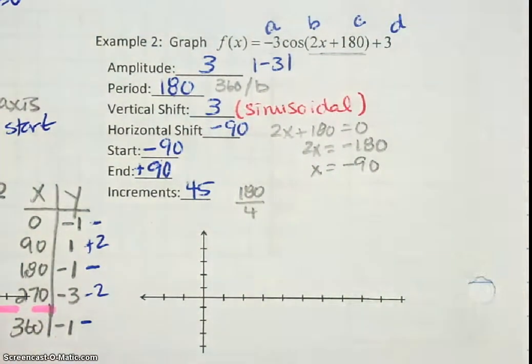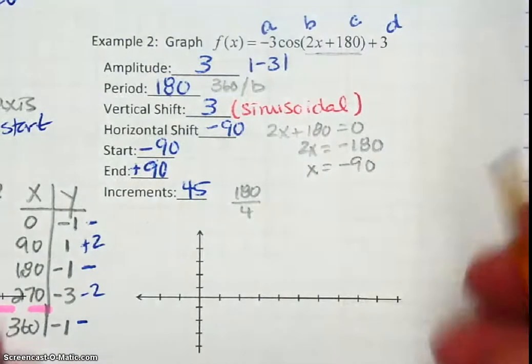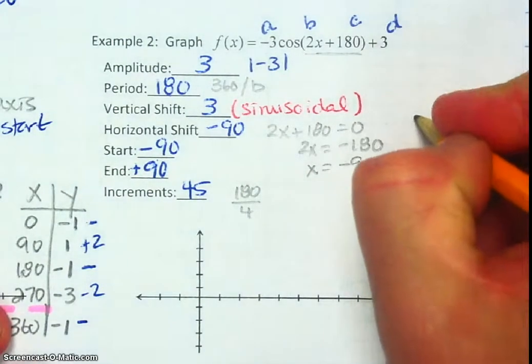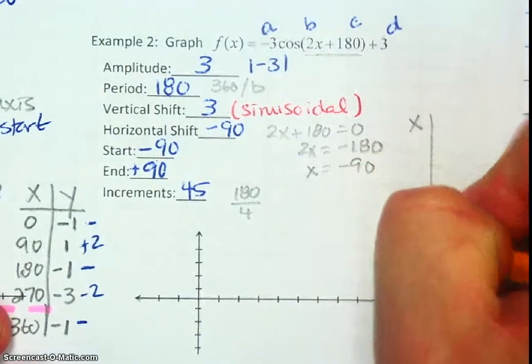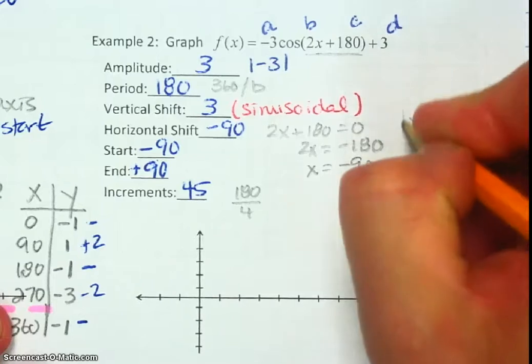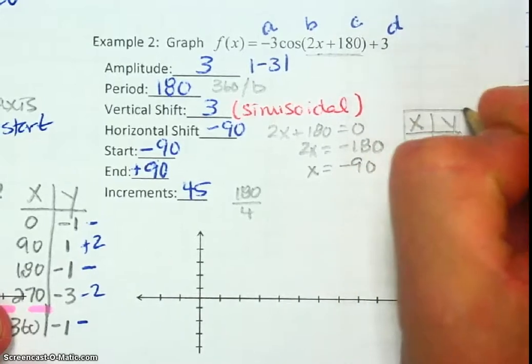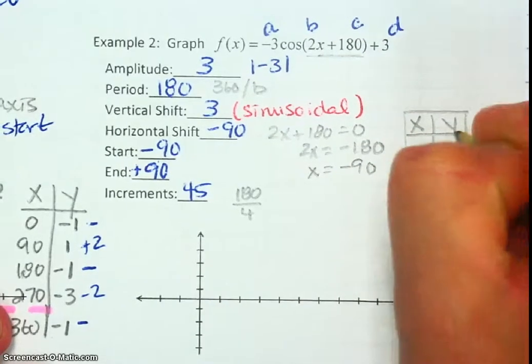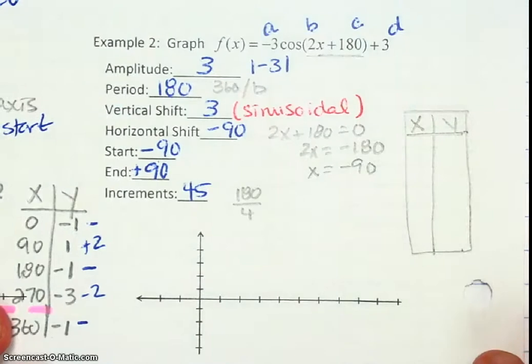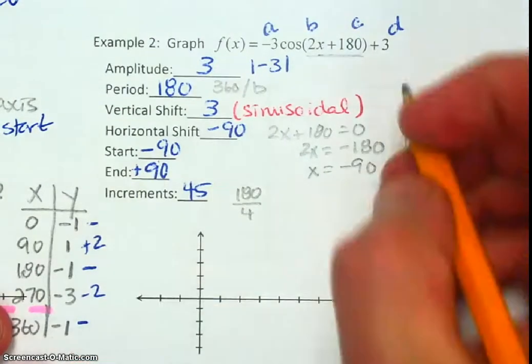Now, what I'm going to do is I'm going to come over here and I'm going to go ahead and do an XY chart, T-chart here. And in my T-chart, I'm going to go ahead and put the 5 X values that I'm going to need for this graph. Now, I'm going to start with -90.